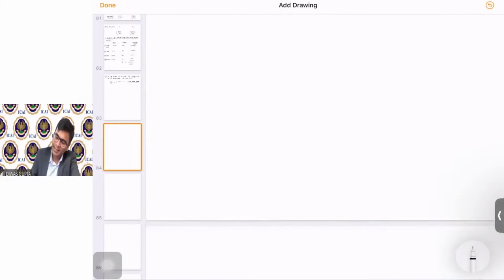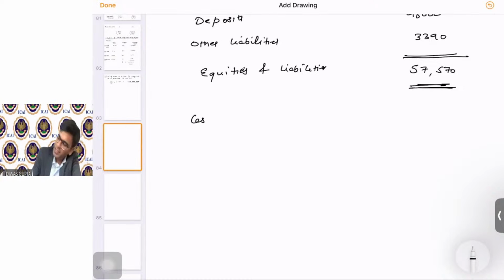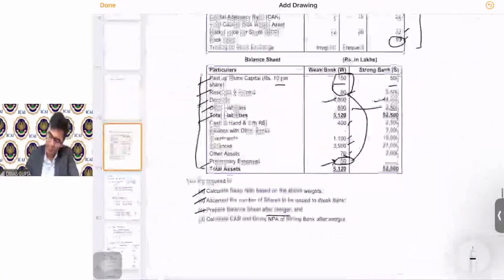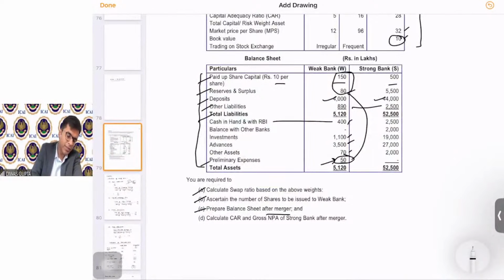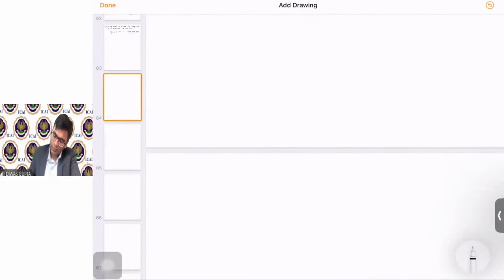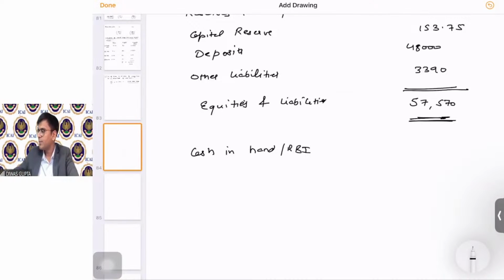Now let's come to the asset side. In assets, we have cash in hand, I think, or with RBI. This is one line item. Cash in hand and with RBI is 400 plus 2,500. So 2,900 is this amount. So 400 plus 2,500, this is 2,900.